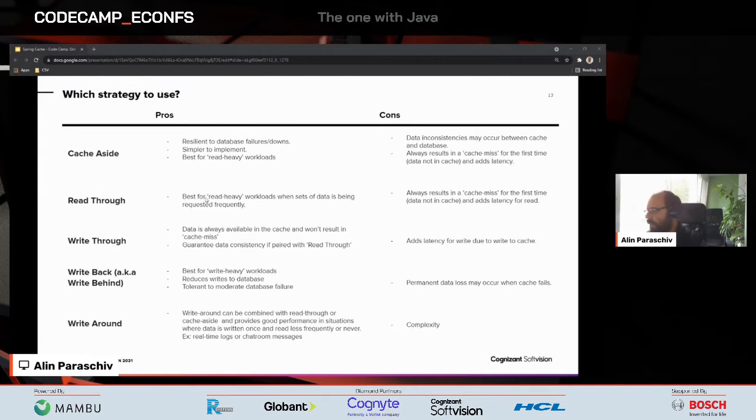For read-through, it's suited for read-heavy workloads when a set of data is being requested frequently. As a con, it always results in a cache miss the first time, since the data is not in cache, as with cache aside. For write-through, data is always available in cache and won't result in a cache miss. It guarantees cache consistency if we pair it with read-through. It also adds latency for writes, due to writing to the cache.